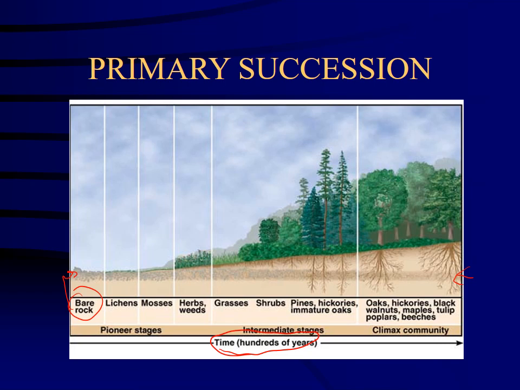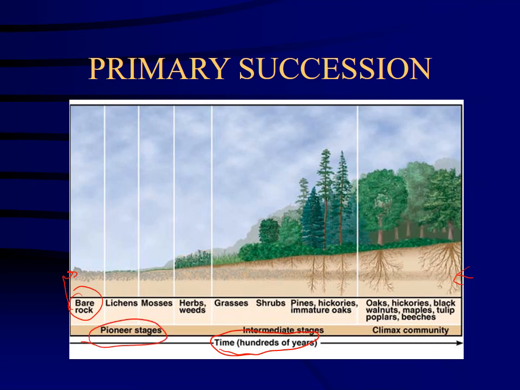When they die, they are broken down by the decomposers and turn into soil. Once there's enough soil, we can begin to have mosses. Those mosses are the next stage of development of primary succession. Those mosses die, they decompose, they make more soil. Once we have enough soil, we can have the herbs and weeds that begin to develop. They die, they are broken down by decomposers, they make more soil. So those are all the pioneer stages. The first organisms that are there are the pioneer stages.